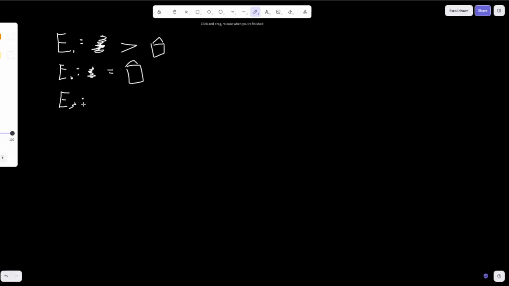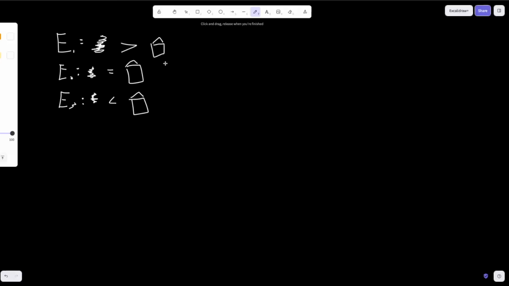So we're going to use three events. We're going to say event one is that we, and to represent us, I'm just going to write this little scribble guy, okay? We, that's us. We pull a card that's greater than the house. Event two is that we, scribble man, pull a card that's equal to the house. And event three is going to be that we pull a card that's less than the house, okay?